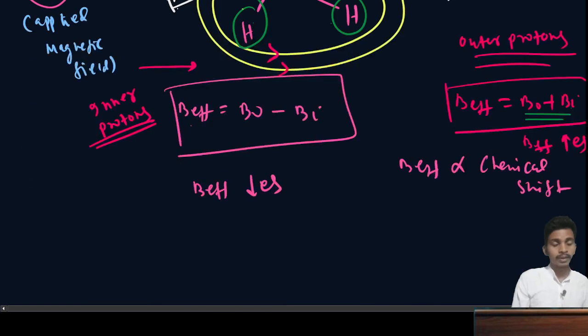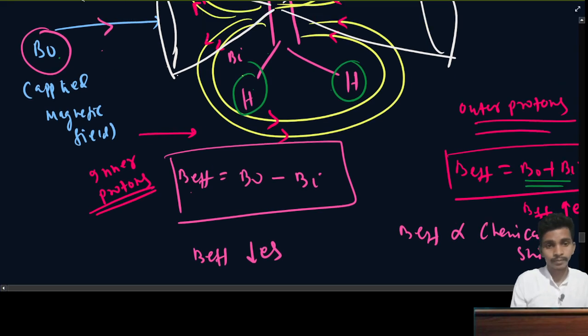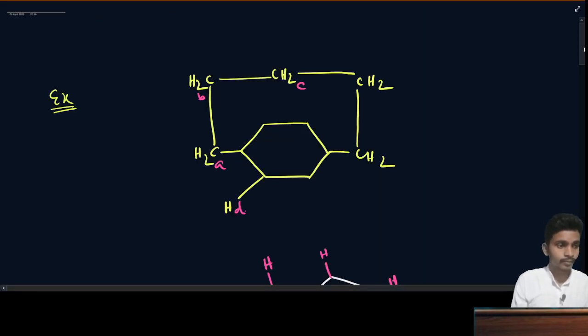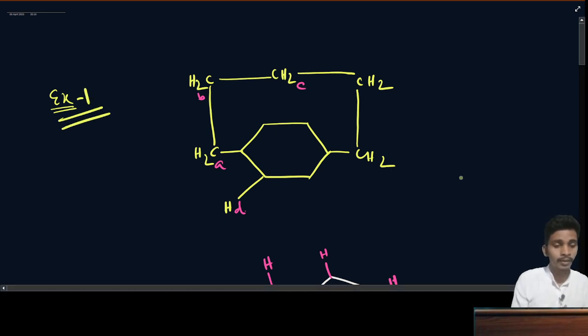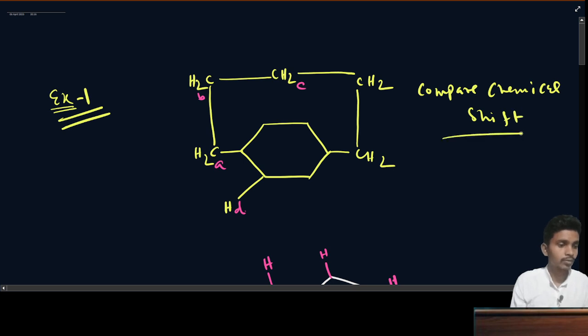Okay, now we will solve some examples. After that we will wind up the class. Okay, so the first example is this system. Now compare the chemical shift values. So for this case, this is an aromatic system.